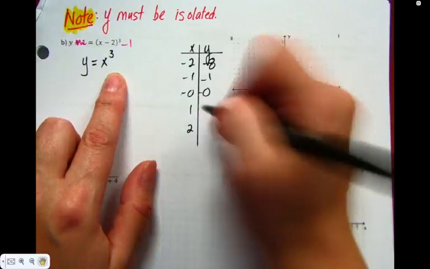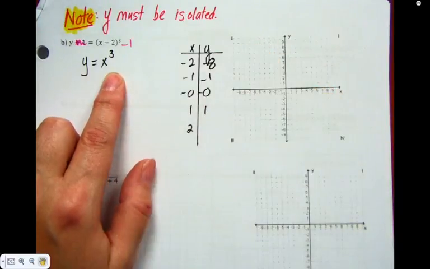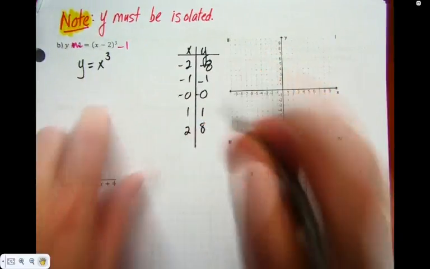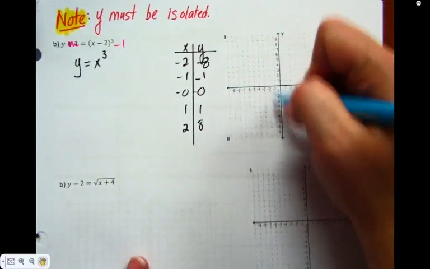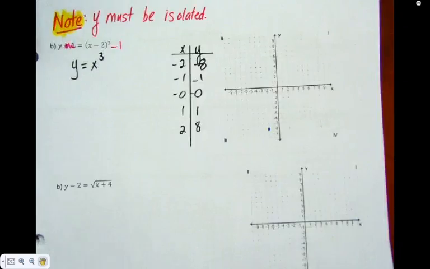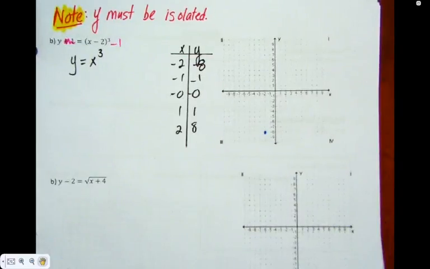1 cubed? 2 cubed? Okay, so excited. -2, -8, way down here. Okay, stop. What do you think it's going to look like? Don't spoil it when you already know.